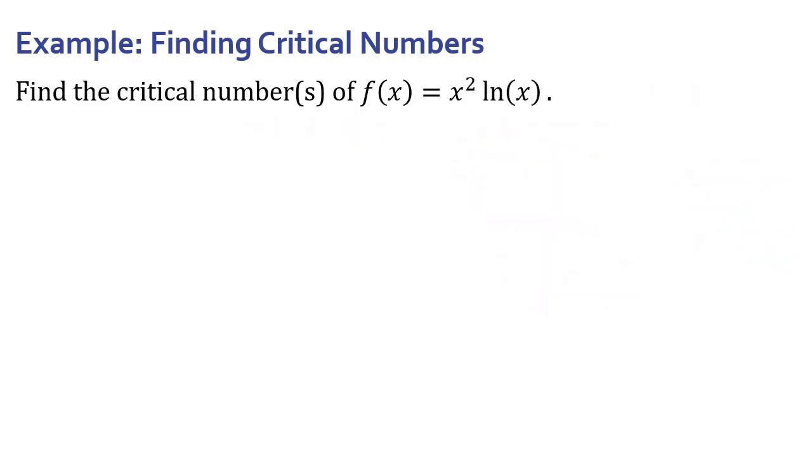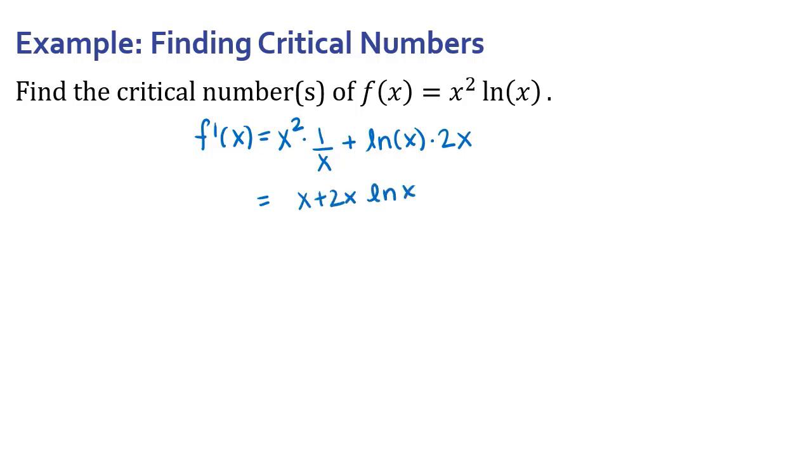All right, let's look at another one. Find the critical numbers of f of x equals x squared times the ln of x. So to find the derivative of this, we're going to have to use the product rule. So this is going to be the first function times the derivative of the second, plus the second times the derivative of the first. So that ends up simplifying to x plus 2x ln of x.